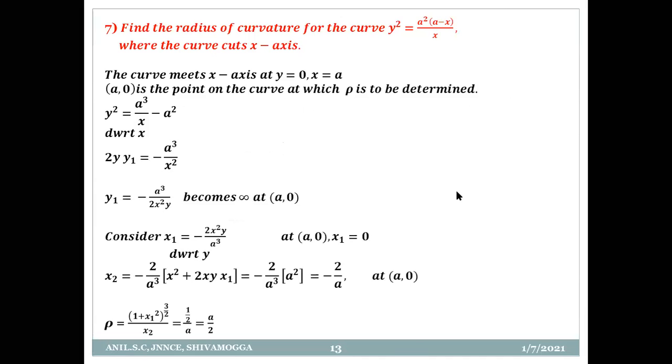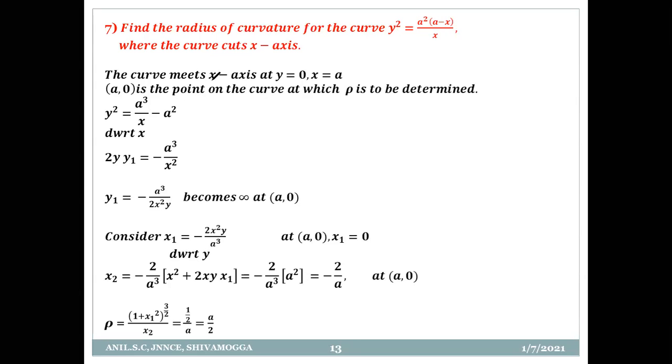Find the radius of curvature for the curve y square is equal to a square into a minus x divided by x, where the curve cuts or meets x-axis. Find the radius of curvature for the curve y square is equal to a square into a minus x divided by x. How do you approach this? Point is not specified. First, we shall find the point at which rho is to be determined.